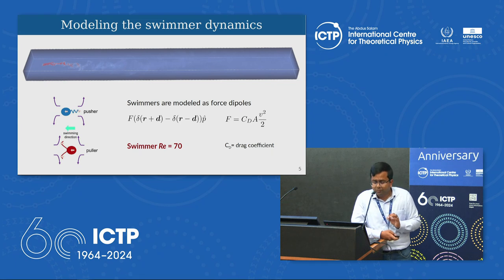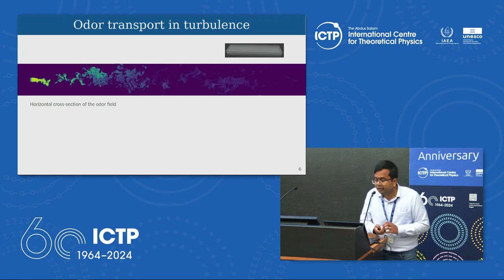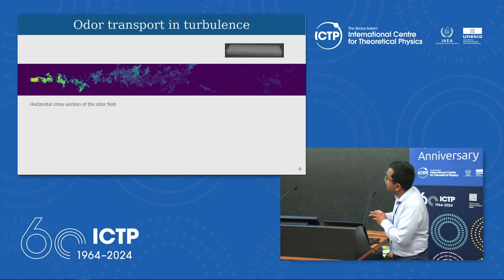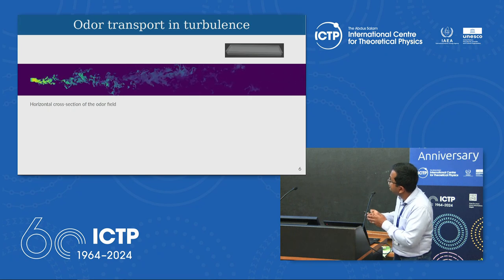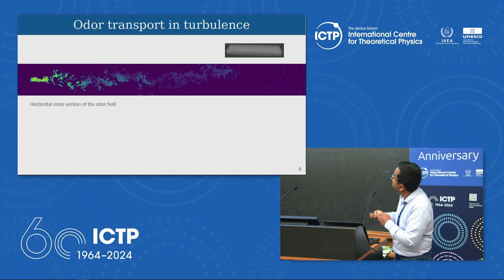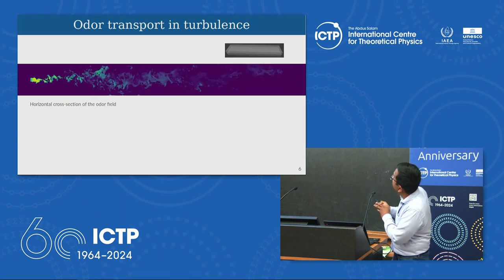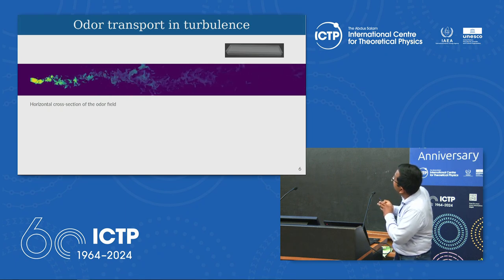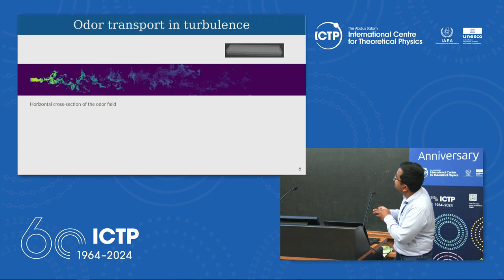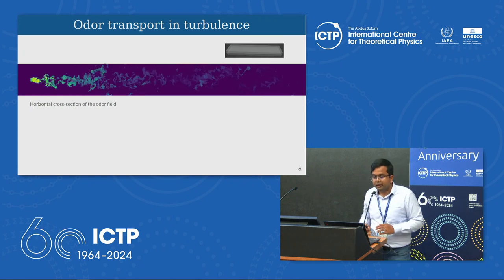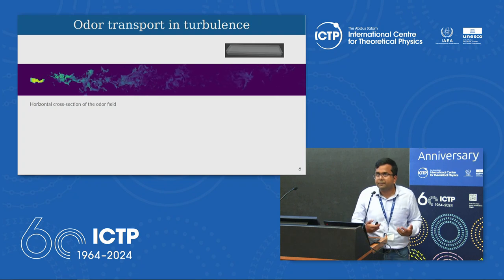So having set up the problem, let's take a look at how the odor field looks in such a system. In this video you're seeing here, the swimmers are located in this rectangular patch, and you can see how the odor field gets transported downstream. It's a horizontal cross-section, as this illustration shows; the shaded region corresponds to the plane that you're seeing. So this is how the odor field looks.